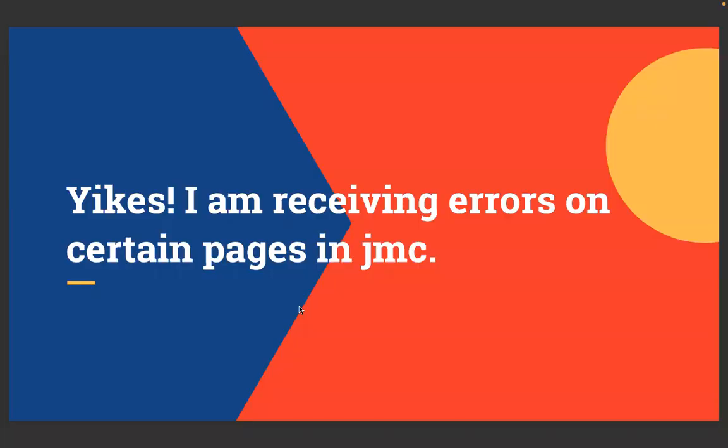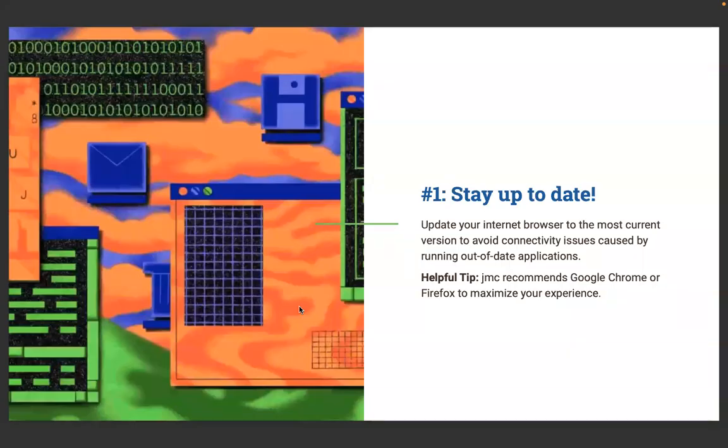All right, the other aspect, so that's if you're experiencing slow loading times and slow pages within JMC. The other piece might be receiving errors on certain pages in JMC. There are a number of different types of errors that you could be receiving. So we'll just give you the broad strokes of the potential errors and how you could resolve these. First and foremost, stay up to date. Update your internet browser to the most current version to avoid connectivity issues caused by running out-of-date applications.